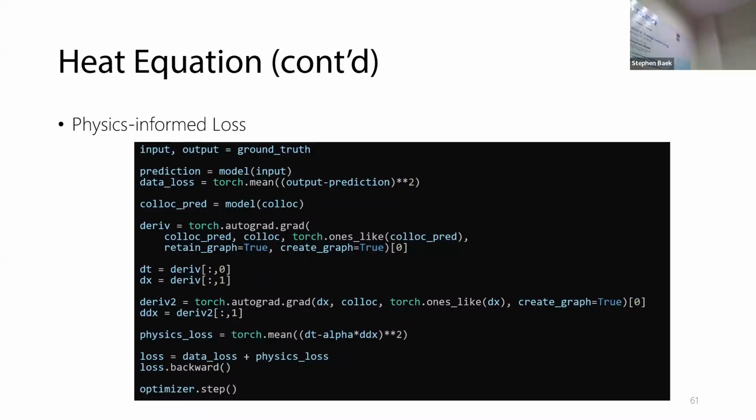The physics-informed loss might be a little more sophisticated, but as long as you understand how torch.autograd.grad works, then again, this is not terribly difficult. So for the physics-informed loss, first of all, we start with some collocation points. And given those collocation points, we have predictions here. We have a slightly different variable name to distinguish them, but we have the predictions basically.